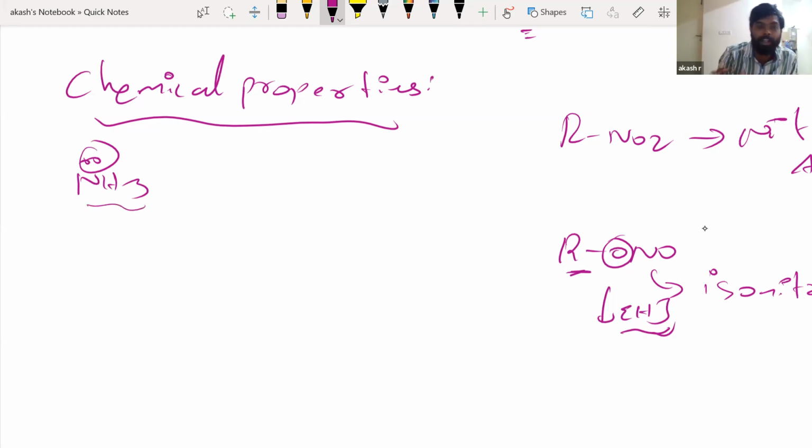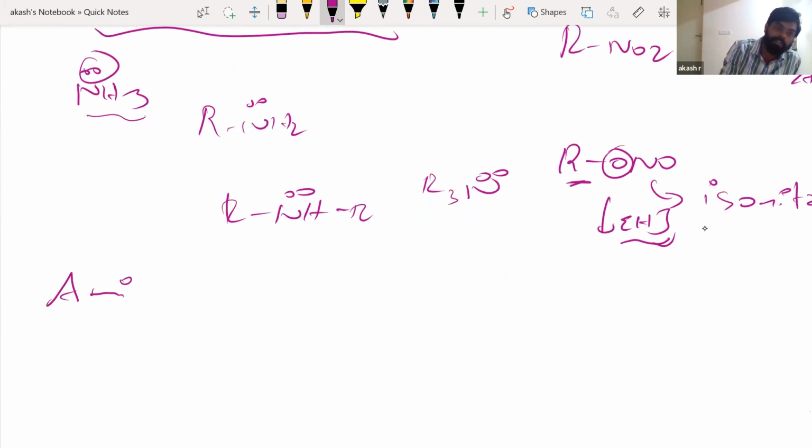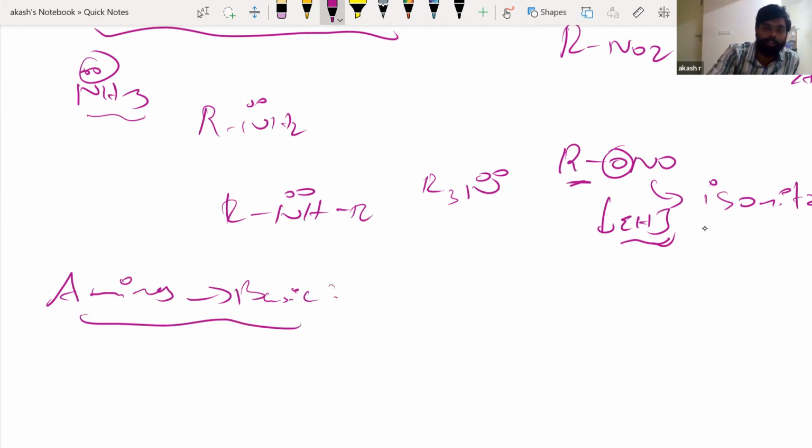Now, is there anything stopping your RNH2 or your RNHR or your R3N, which are derivatives of ammonia? Everything is going to contain this lone pair. What is stopping them from reacting as a base? Nothing is stopping them. Everything contains the lone pair, everything will be able to accept H plus, so everything can act as a base. That means the first chemical property we are going to see is that amines are basic in nature. Now we have proved that the amines are indeed basic in nature.